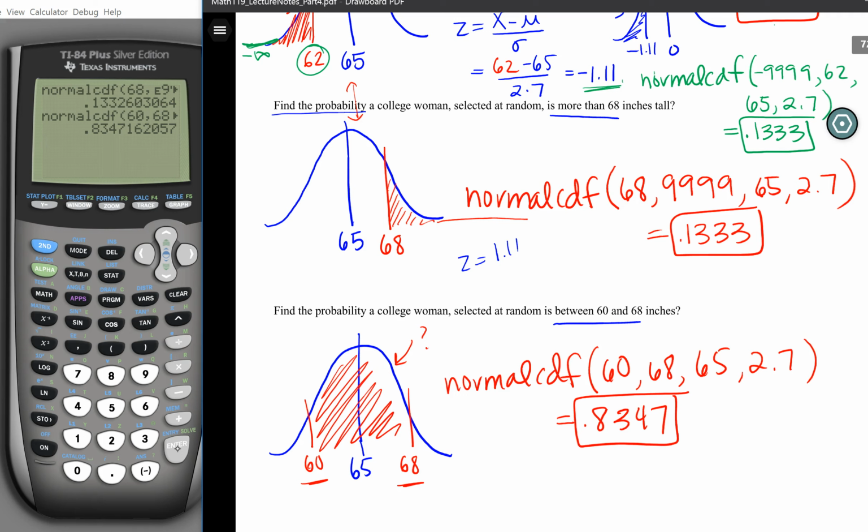So again, the calculator is going to save you a ton of time, but on the test I do give you the table, so if you really, really don't want to buy a $20 calculator, you have that option.